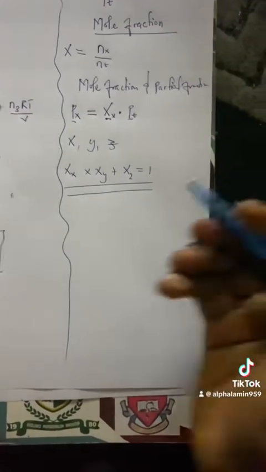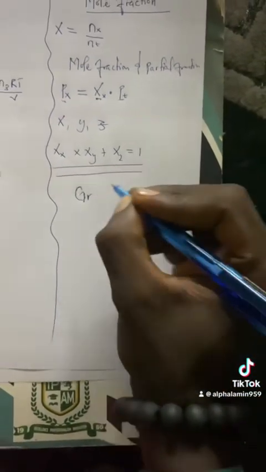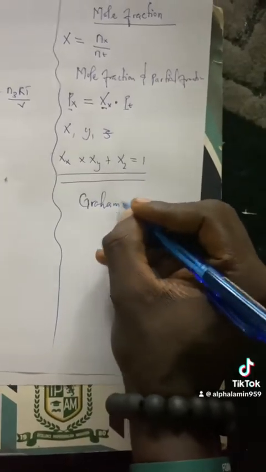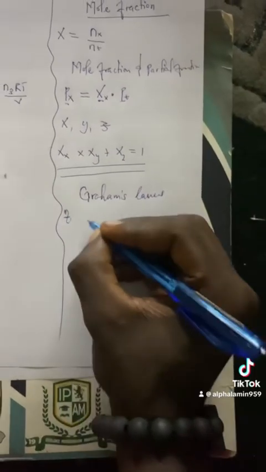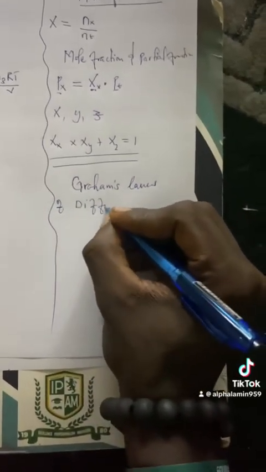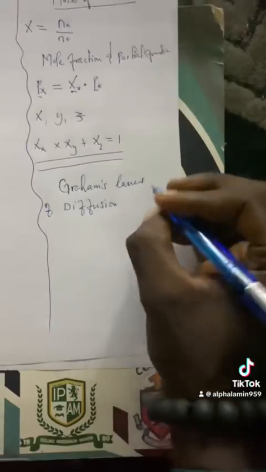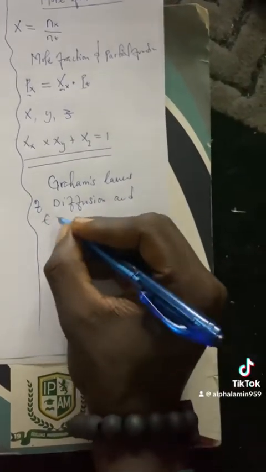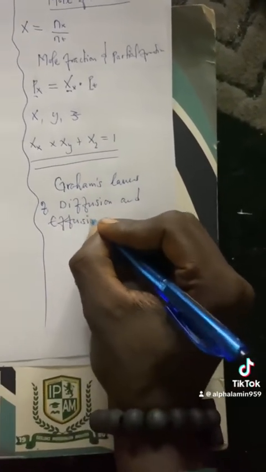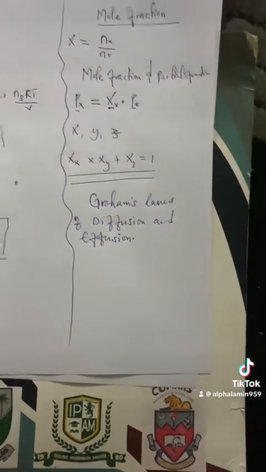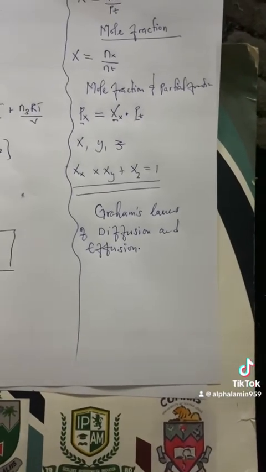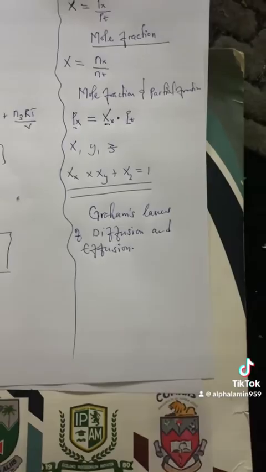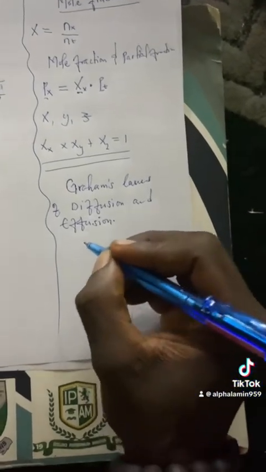So the last thing to look at here is Graham's law of diffusion and effusion. First of all, you need to understand what diffusion is in this aspect. If you're asked to state Graham's law of diffusion, that has to do with the rate of a gas, the rate of formation of a gas.